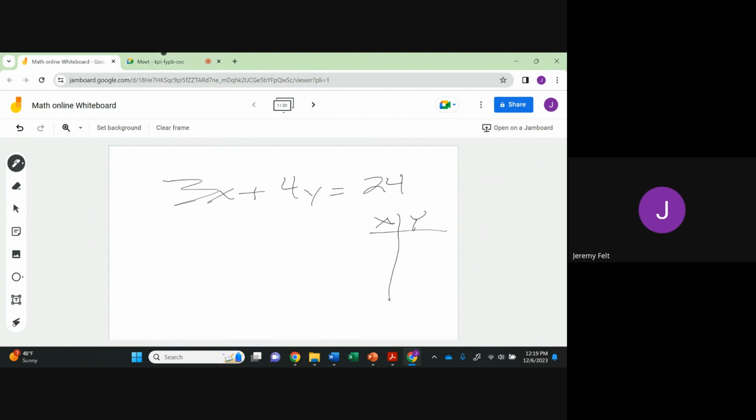So let's plug in 0 for x. Well, 3 times 0 is just 0, so we get rid of that and divide both sides by 4. y equals 6. Okay, so 0, 6.